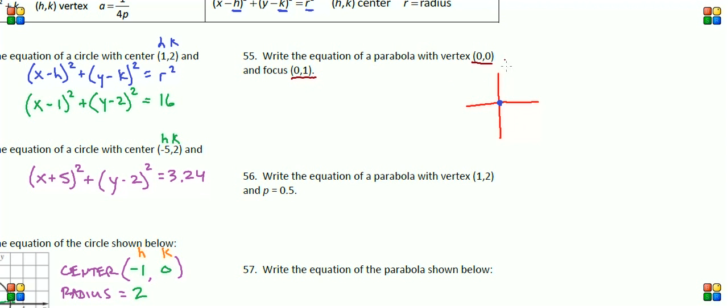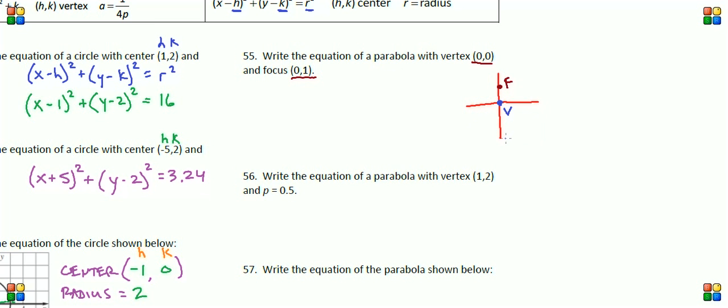Let's change colors so you see that. Let's just say right here, this is at (0, 1). And I'm going to label that as my focus. Let's label the blue dot as my vertex. Now we know the directrix is going to be on the bottom because the vertex is always between the focus and the directrix. But for this problem, we don't need to know what the directrix is.